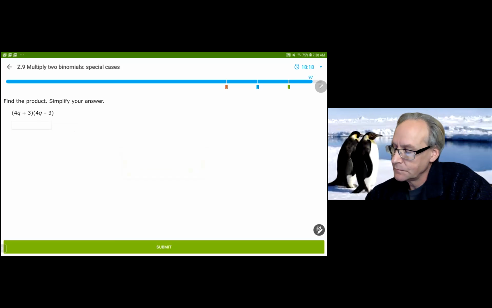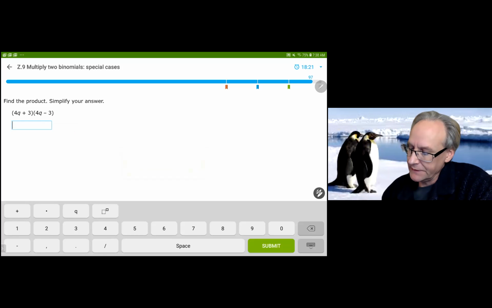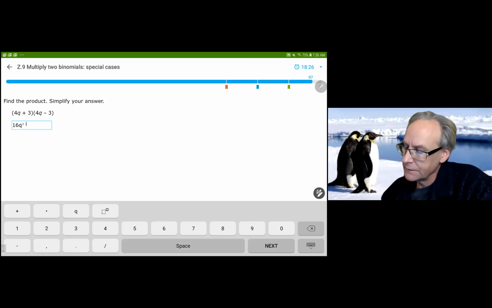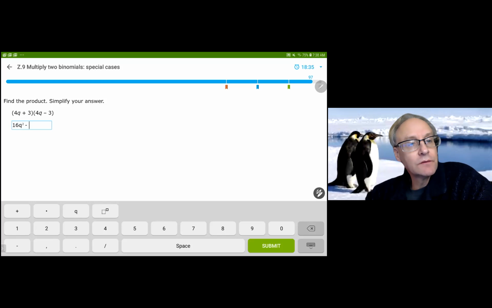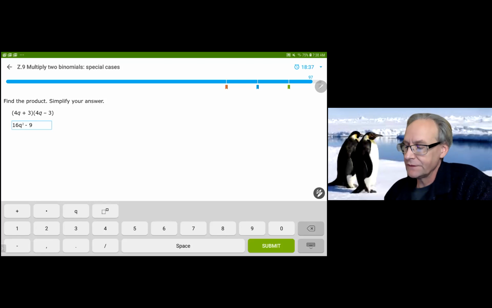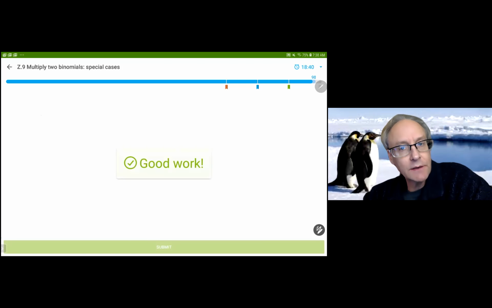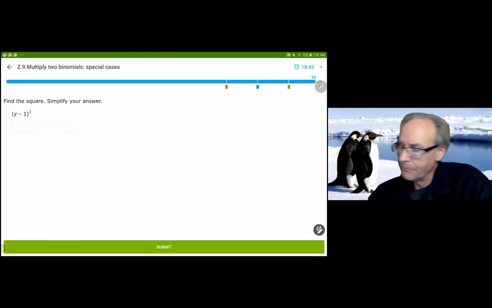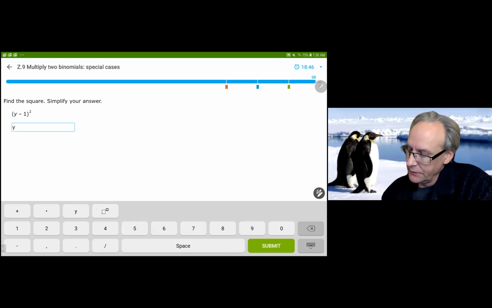2 more. Difference of squares. We've got 16q squared space minus space. Oh. Minus space 16q squared minus 9, a difference of squares. It's just a pattern. Maybe 2 more. Okay, perfect square trinomial. Y squared minus 2y. And the last term is plus 1, isn't it?